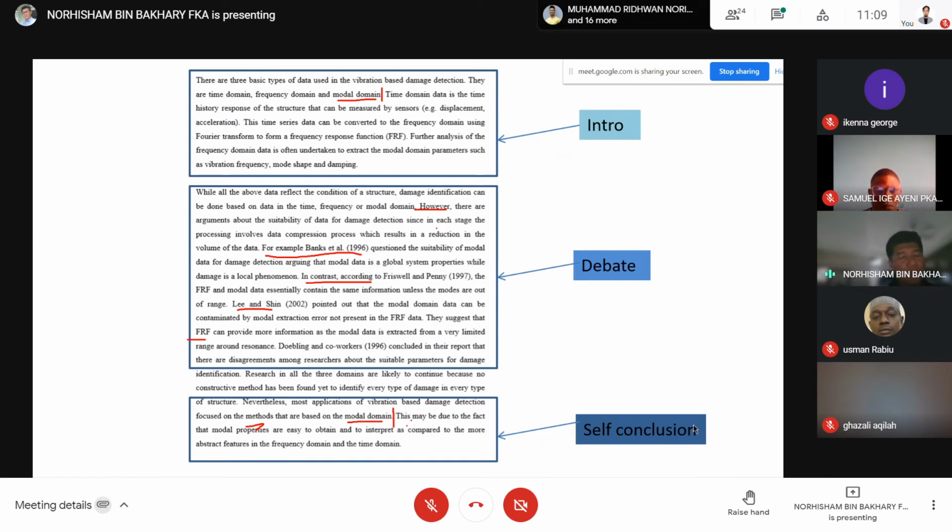So that's why you must give your own justification. This may be due to the fact that, okay, this is my justification: model properties are easy to obtain and to interpret. So this is my own justification.